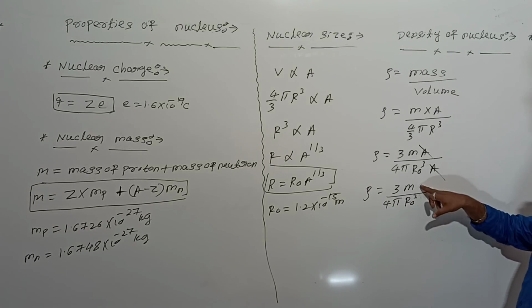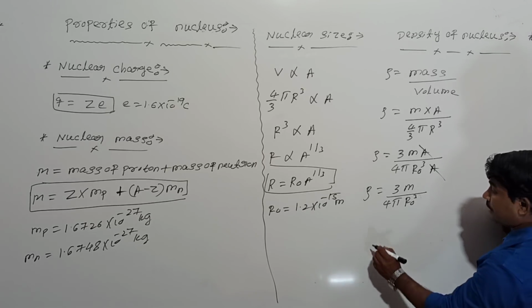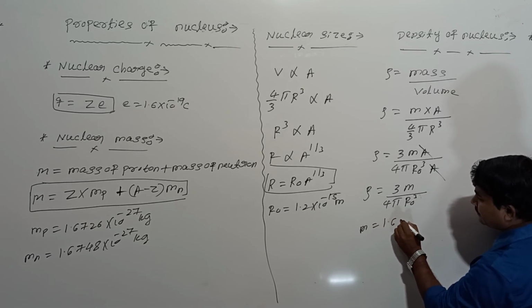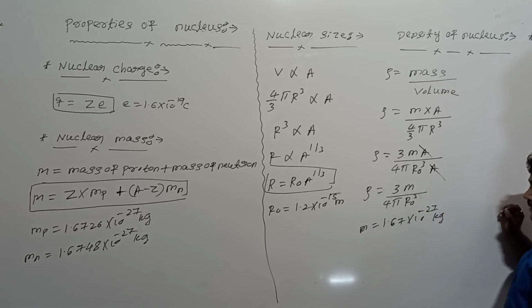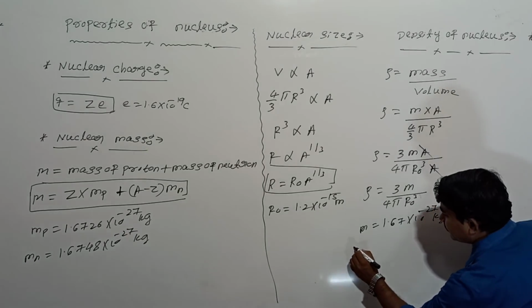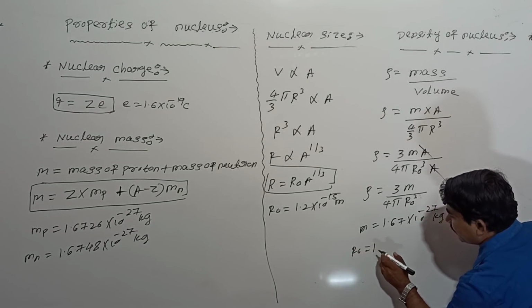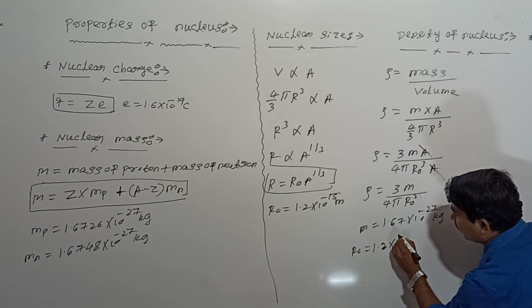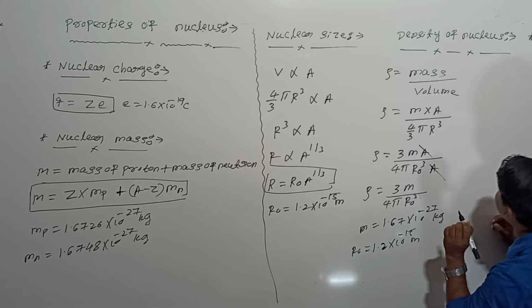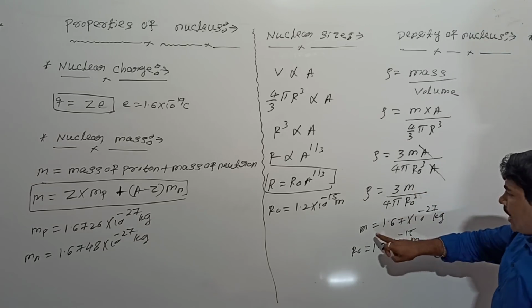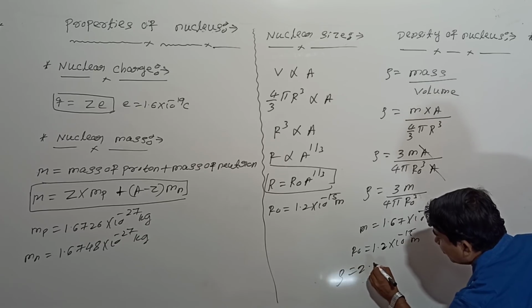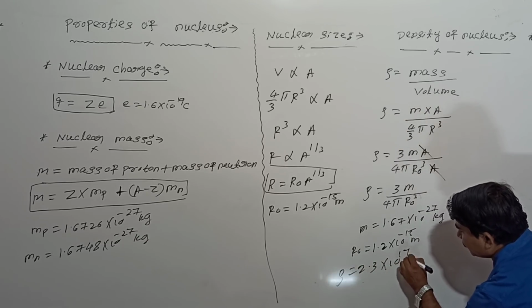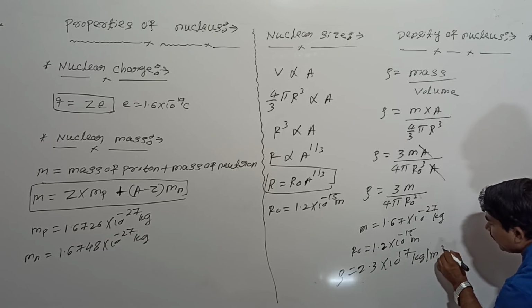What is m? Mass of a nucleon. What is the mass of the nucleon? The mass of the nucleon is 1.67 into 10 raised to minus 27 kg, that is 1 AMU. Then what is R0? R0 is a constant, 1.2 into 10 raised to minus 15 meter. By putting the m and R0 values, because 3 is constant and 4 is constant, you will get rho equal to 2 point something into 10 raised to 17 kg per meter cube.